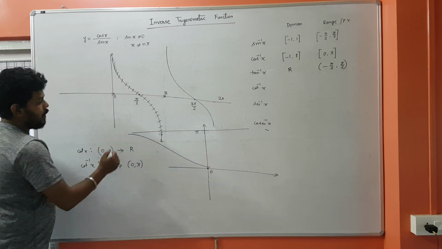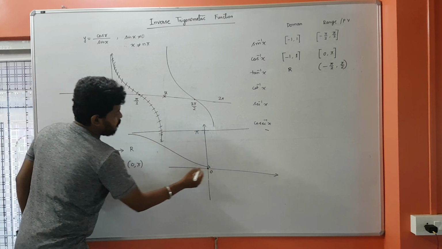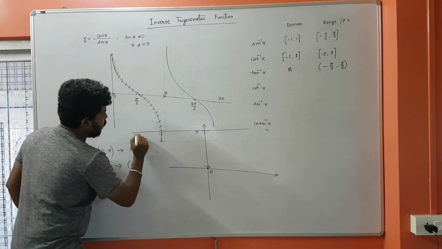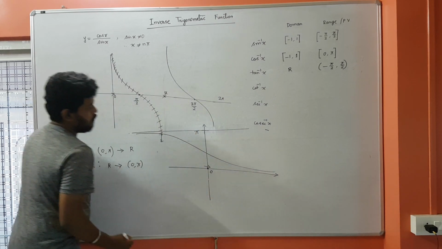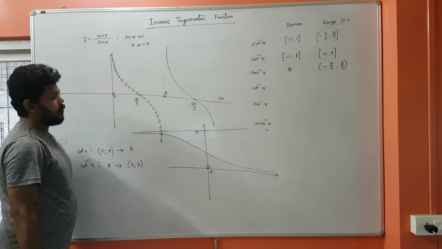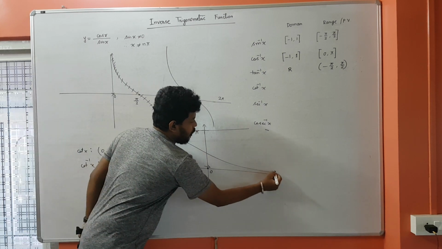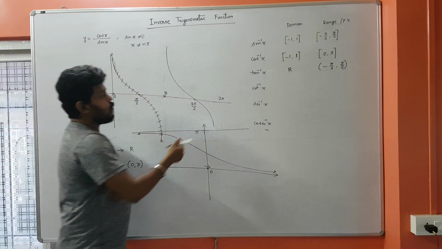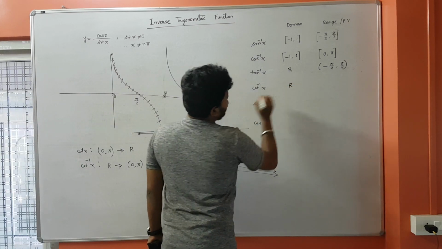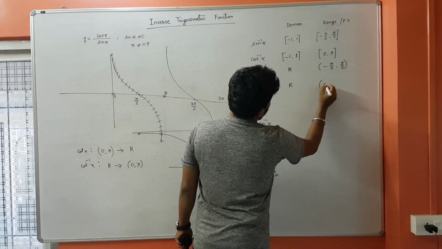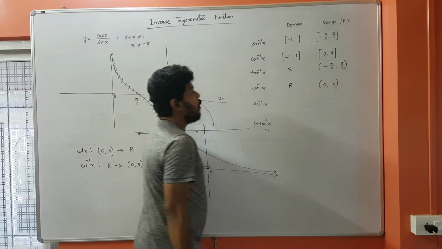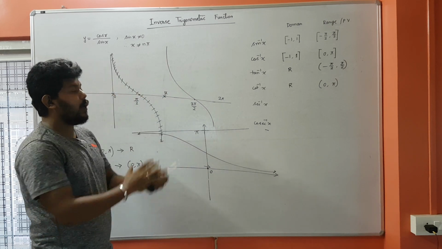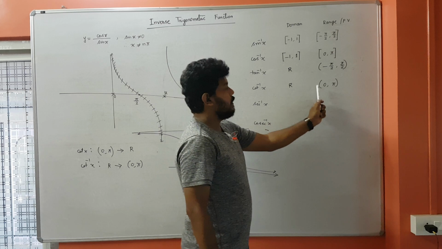This is the graph of cot inverse of x. It goes up to plus infinity and this is minus infinity. Therefore, for cot inverse of x, the domain is real numbers and the range is 0 comma pi. Why open interval? Because at 0 and pi, cot x is undefined. Therefore, we have to exclude those points 0 and pi.